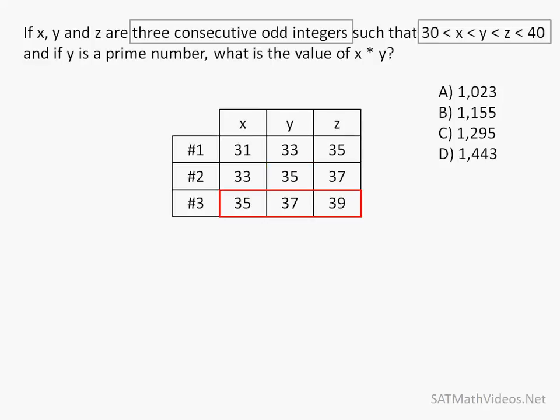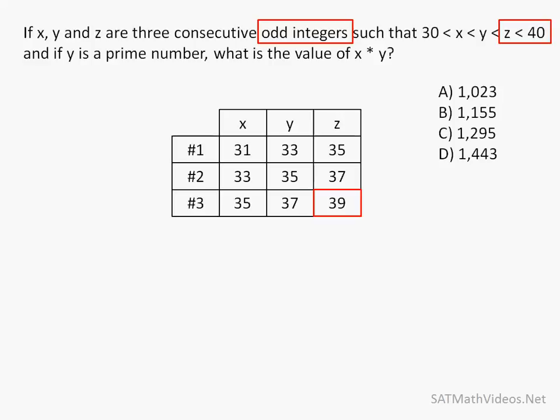equals 39. We can't create a fourth option because that would mean z would have to increase yet again above 39, and that would violate the given constraint that z is an odd integer less than 40.